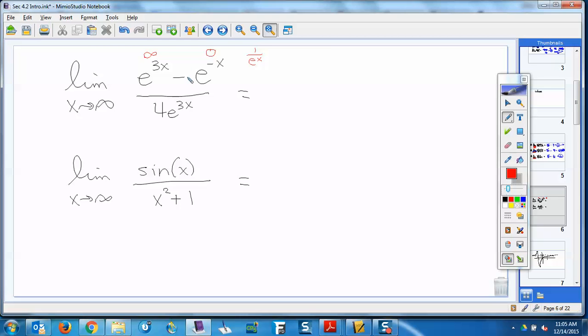That's a really big number. So in other words, this part doesn't matter. It's kind of like high powers dominate. As x gets really big, this is getting really big, and this is getting so small as to not even matter. So this essentially becomes e to the 3x over 4e to the 3x. Well, what is that? It's just 1/4, because the e to the 3x's would cancel.